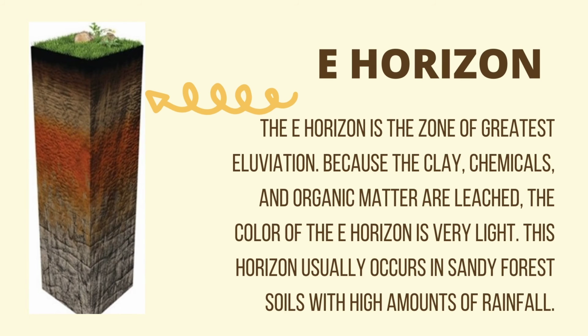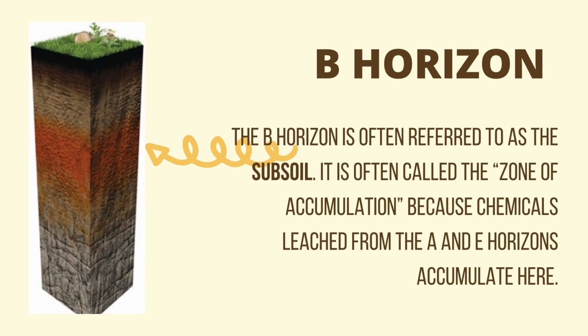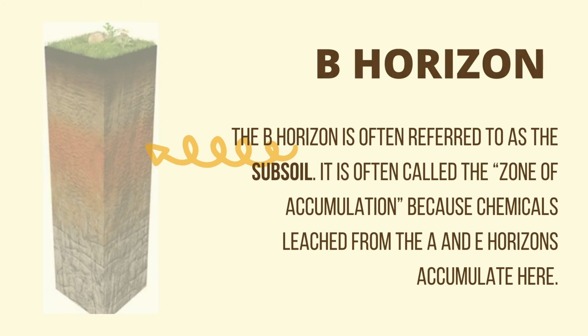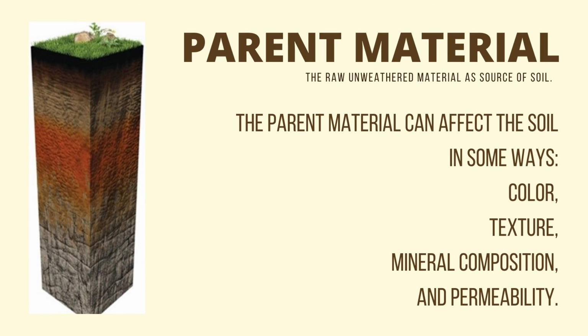The color of the E horizon is very light, and the horizon usually occurs in sandy forests and soils with a high amount of rainfall. The B horizon is often referred to as the subsoil. It is often called the zone of accumulation because chemicals leached from the A and E horizons accumulate here. The accumulation of organic matter, chemical substances, and mineral particles in the lower horizons of soil from the upper horizons is called the alluviation.